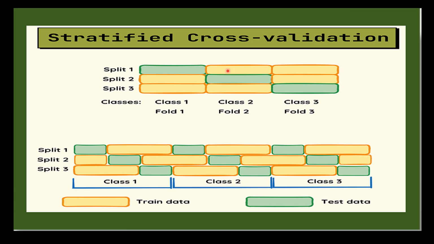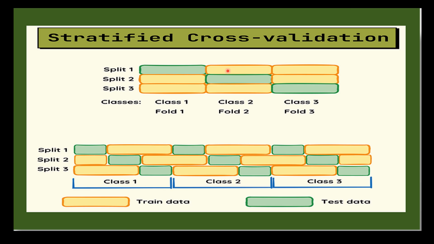So imagine you have 10 apples in your box, but 8 of them are red and 2 of them are green. In k-fold cross validation, the folds might end up with an imbalanced ratio of red to green apples. But stratified cross validation would ensure that each fold has a balanced representation of red and green apples.